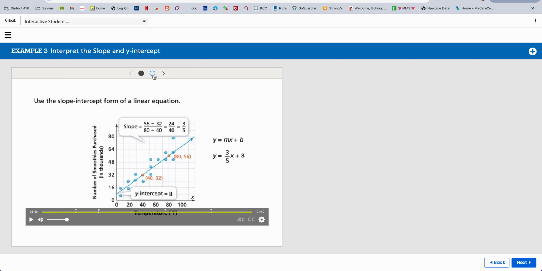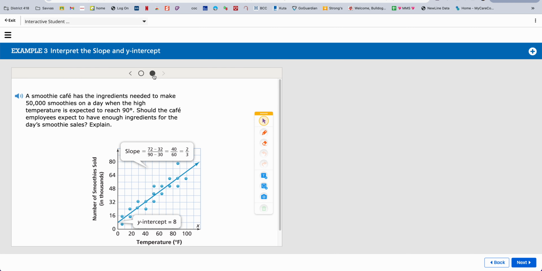So decimals are easier. All right, so a Smoothie Cafe has ingredients needed to make 50,000 smoothies on a day when the high temperature is expected to reach 90 degrees. Should the employees expect to have enough ingredients for the day's smoothies? Guys, we could use the equation. We could put 90 in for the X on the temperature. We could put 50 in for Y on the number of smoothies, or we got a graph with a line on it.